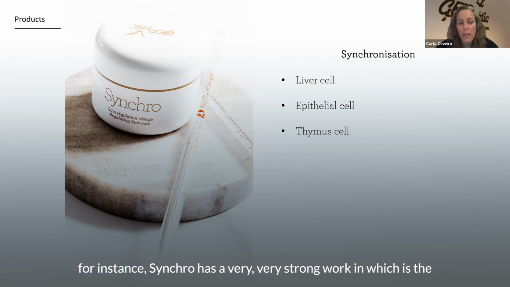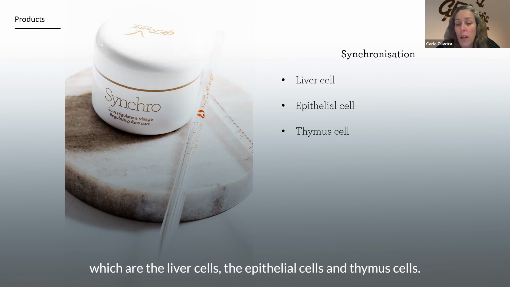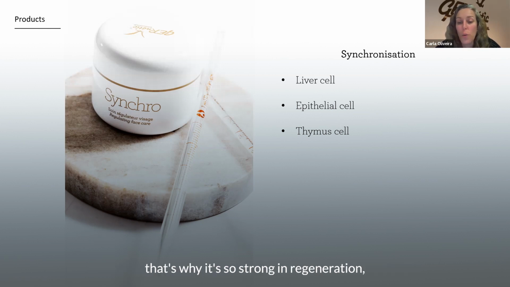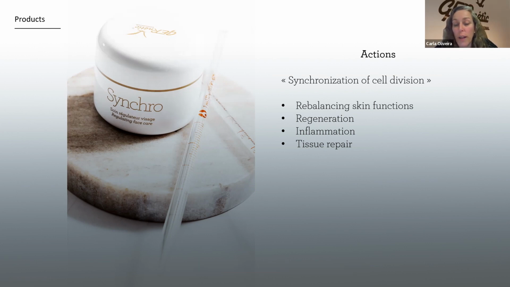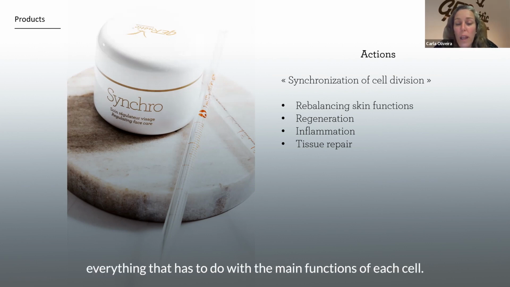In this case, for instance, Synchro has a very, very strong work on the liver cells, the epithelial cells, and the thymus cells. That's why it's so strong in regeneration, immunostimulation, restructuration. So it has as main actions the reparation of the tissue, to lower the process of inflammation, and everything that has to do with the main functions of each cell.